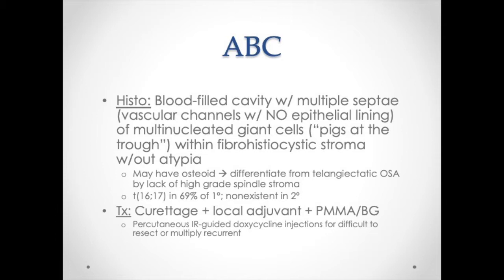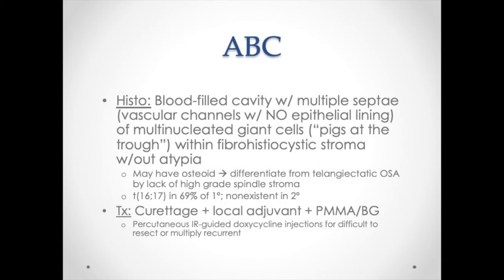Treatment is typically curettage with high-speed burring and a local adjuvant with or without polymethyl methacrylate, or bone grafting of the cavity, again depending on the anatomic location and degree of structural damage of the surrounding bone. Some primary aneurysmal bone cysts can now be treated as well with percutaneous doxycycline injections. However, these require a trained interventional radiology team that has to get into each of those septae, which can involve multiple injections. It also involves typically serial injections over the course of a year, so it tends to be reserved for those that are difficult to resect or multiply recurrent.